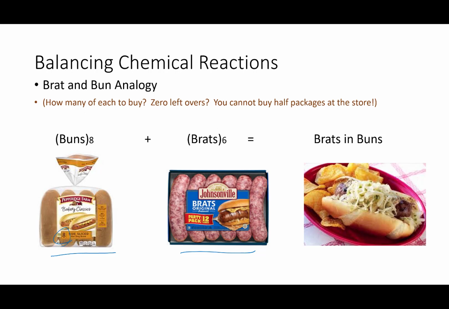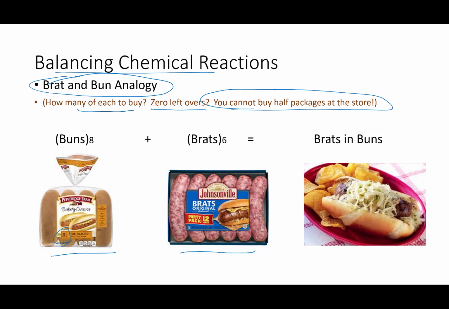So the question is, if I want to balance my brat bun chemical reaction here, how many of each do I have to buy? So I have 0 leftovers, and you're not allowed to leave half packages lying around the store because that would be just weird. So buns come in 8s, brats come in 6, and how many total brat bun combos will I have in order for everything to work out even? This gets a little bit wacky when the numbers get bigger, so let's dive in.